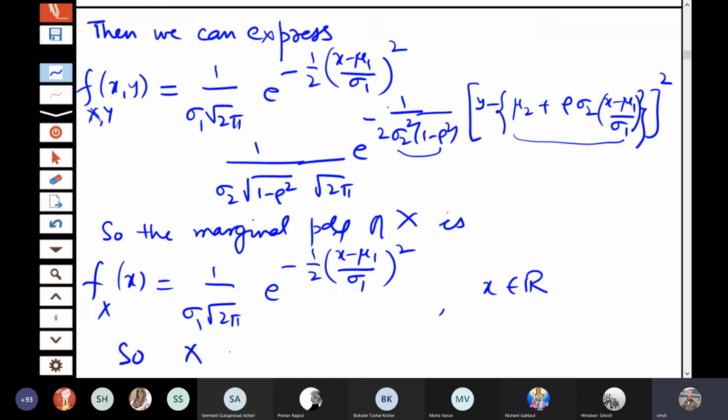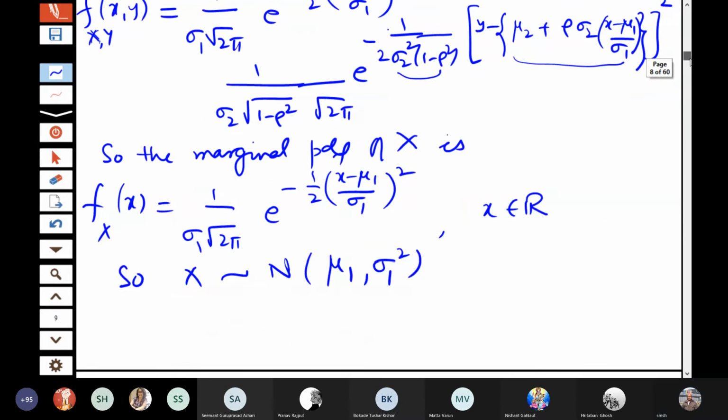So what you have proved is that the marginal distribution of x is normal with mean mu1 and variance sigma 1 square here. Is that okay?